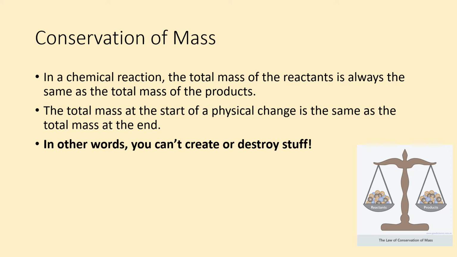So conservation of mass is a really important idea in chemistry and in science. And the idea is that in a chemical reaction, the total mass of the reactants is always the same as the total mass of the products. So the total mass at the start of a chemical reaction or a physical change is the same as the total mass at the end. In other words, you can't create or destroy stuff. It's not magic, okay? All you're doing is rearranging the atoms in a chemical reaction or changing things between different states of matter in a physical change.